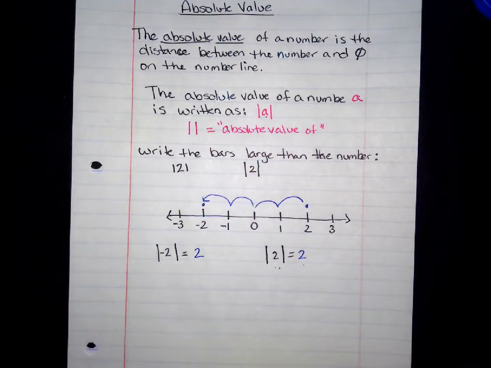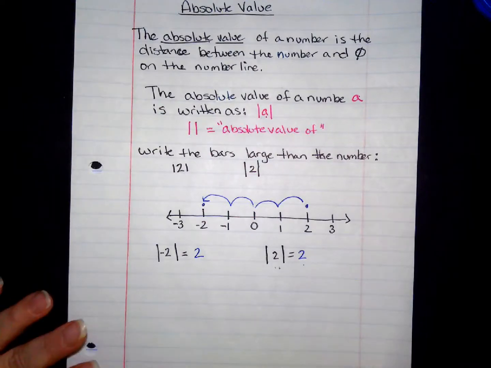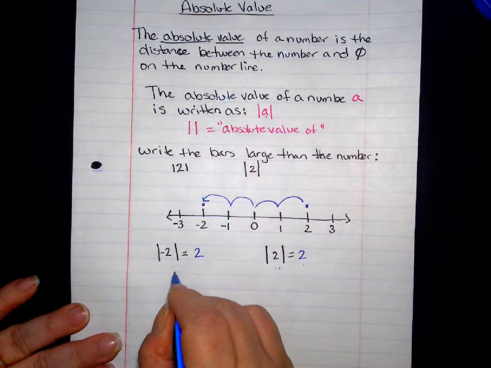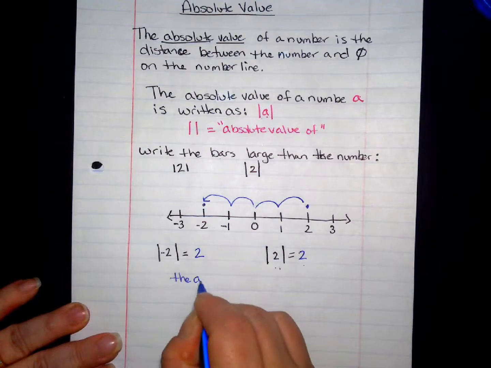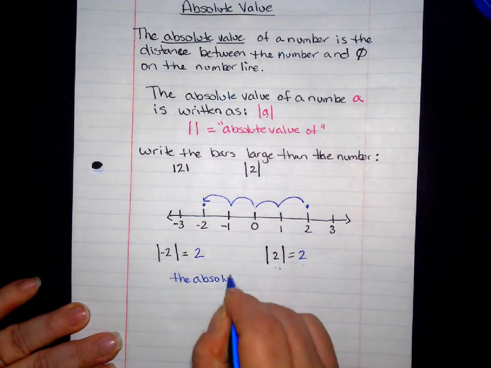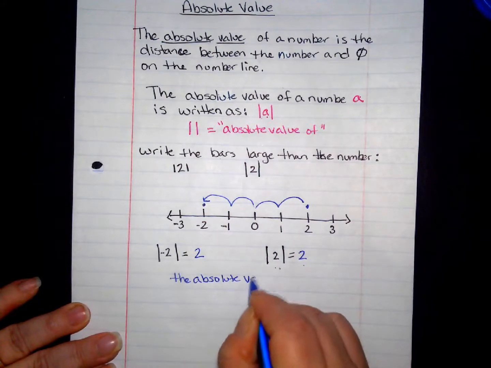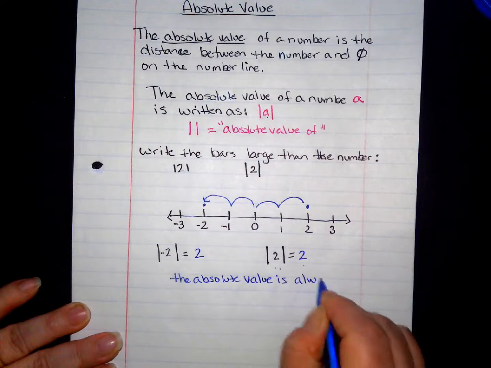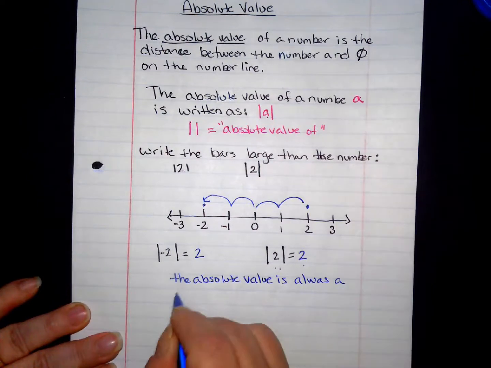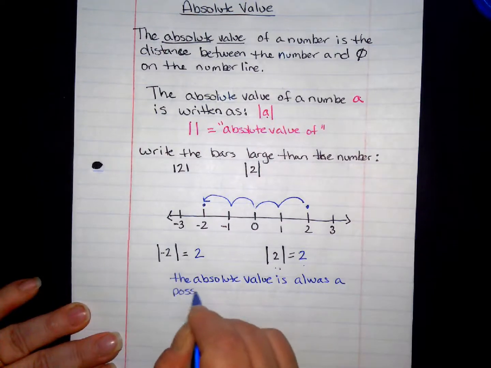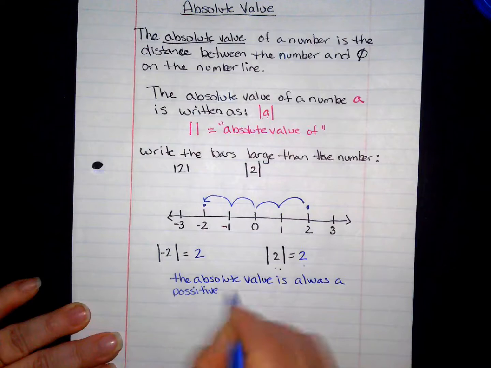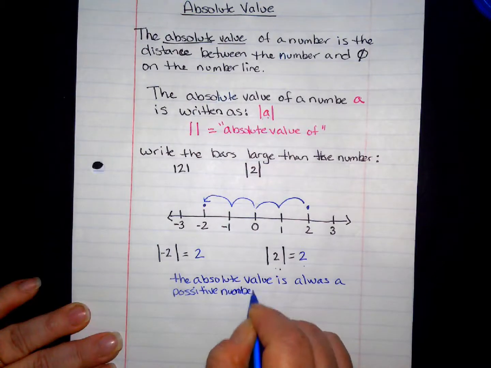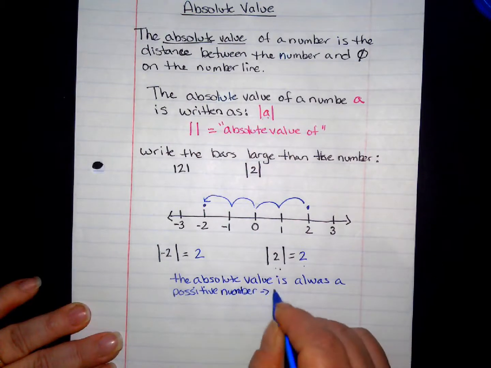So in case you haven't figured this part out, the absolute value is always a positive number. Because we're counting.